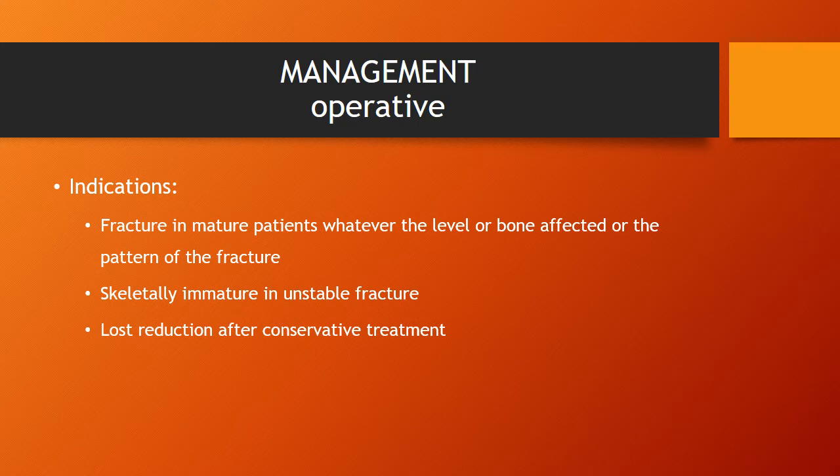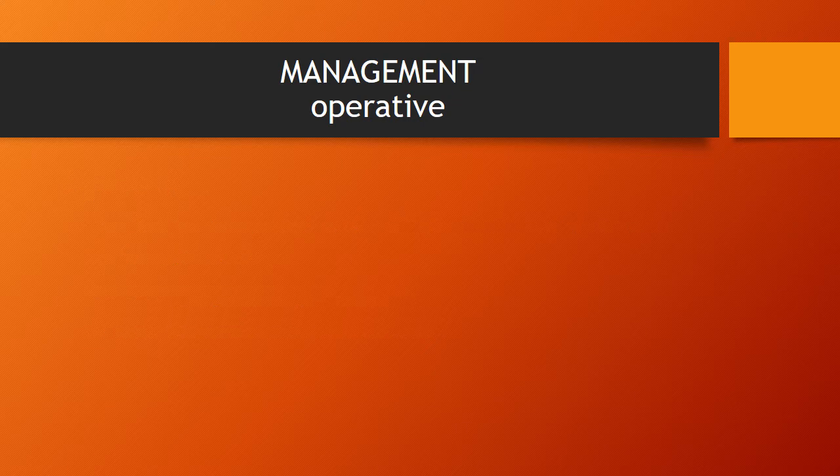And in case of lost reduction after conservative treatment, where the patient was stable, we made conservative treatment with an above elbow cast, however the patient displaced later on, so we have to look for operative treatment, not to do conservative again. How to do operative? We have certain modalities.